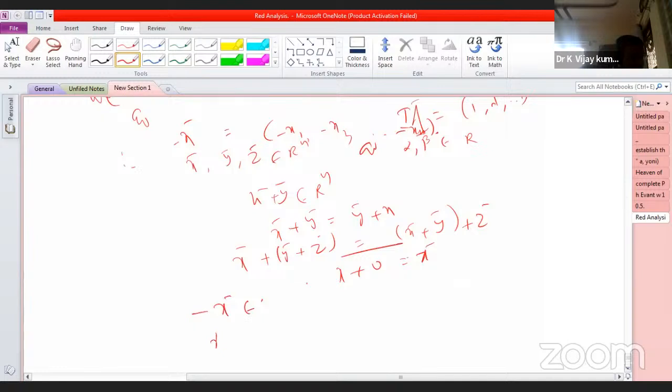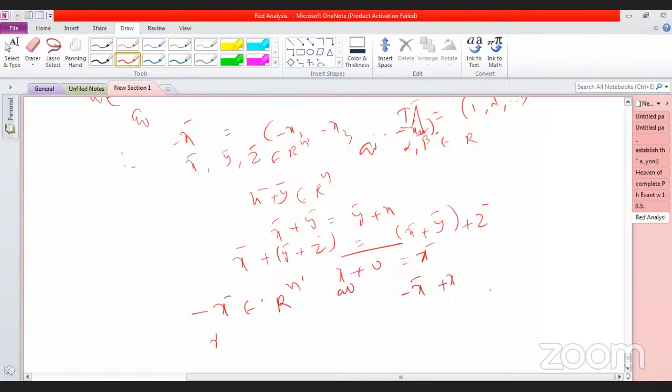Minus x bar belongs to R power n, and therefore x bar plus minus x bar is equal to 0. Can we write it?